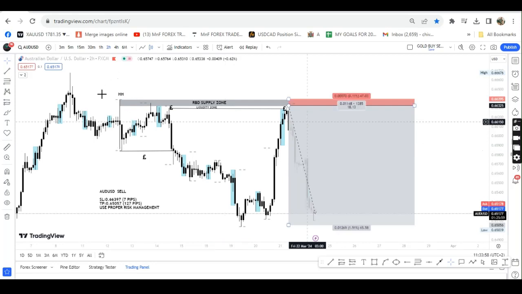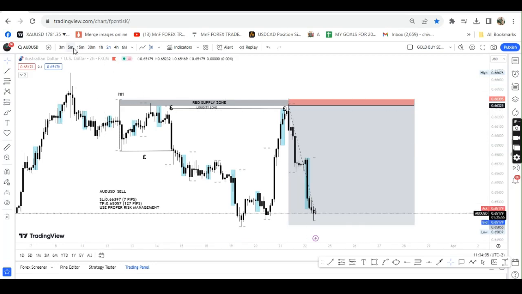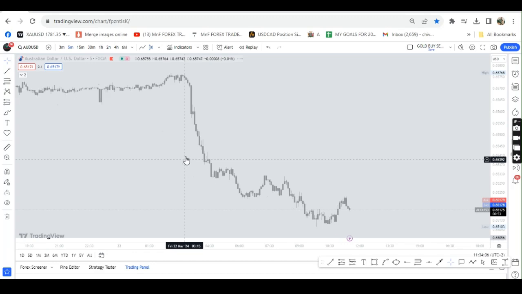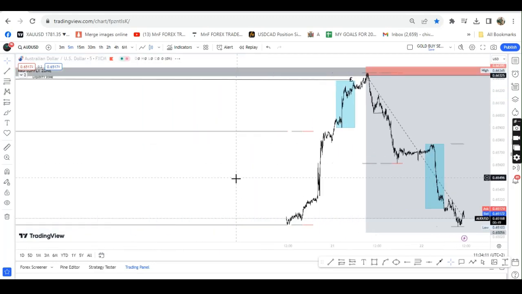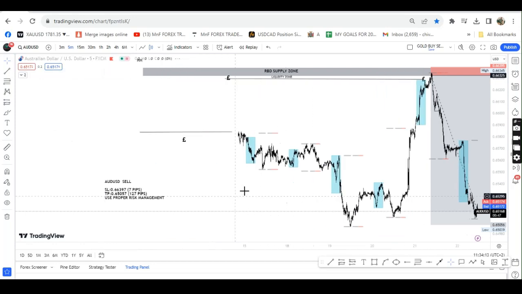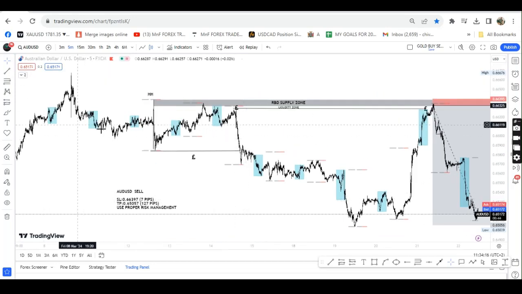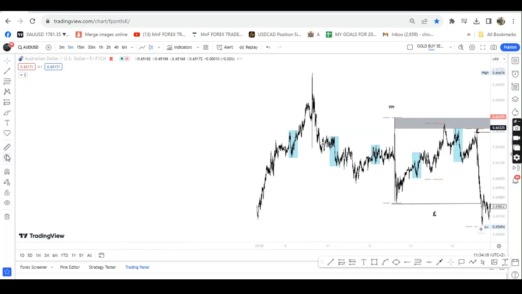You can see. Let me show you what was here. Let's go to the 5 minutes time frame. So it's always important that you do your multiple time frame analysis. Start from the higher time frame, make sure you are trading in the direction of the market, and then you go all the way to the lower time frame so that you can have that sniper entry.